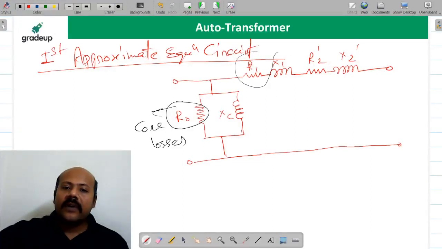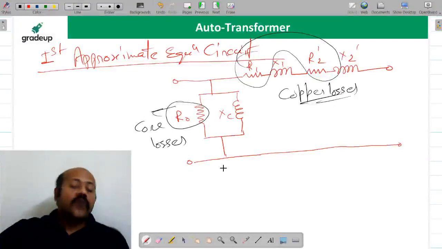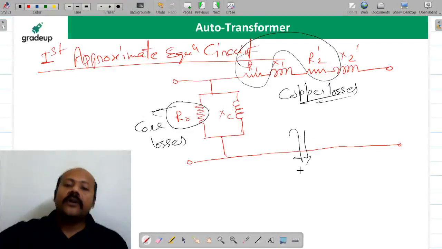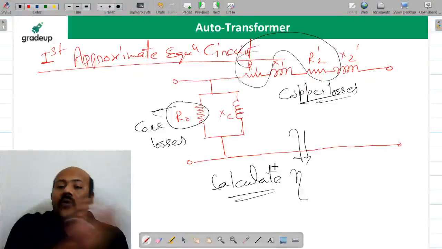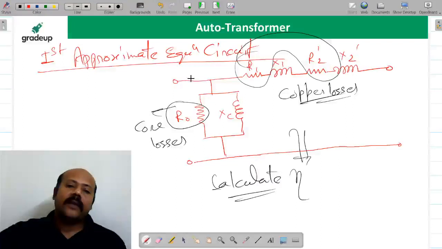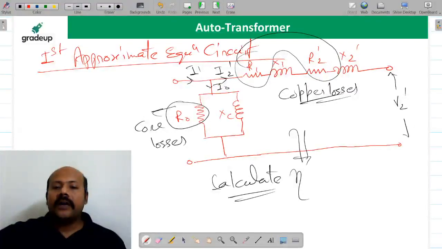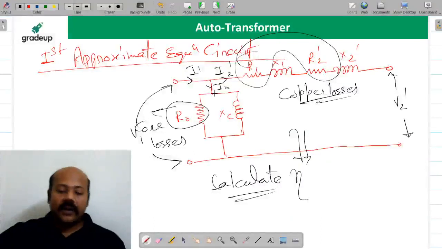And this R1 and R2 represent the copper losses. So if you are using this equivalent circuit, this circuit we are going to use when we calculate the efficiency, because you have separated the core losses and the copper losses, and this is a very beautiful thing because your calculations are going to be very easy. Now suppose this is I1, this is I0, this is I2 dash, this is V2 dash, and this is going to be your V1 dash. All these things you can correlate.